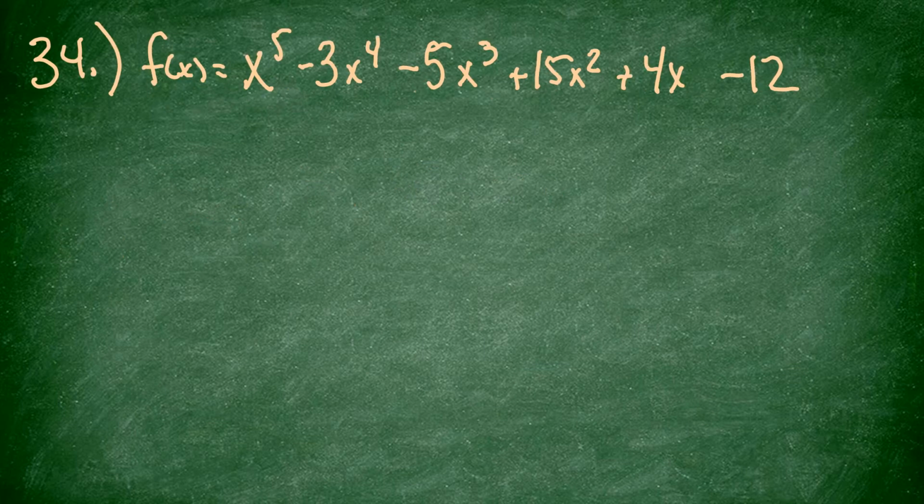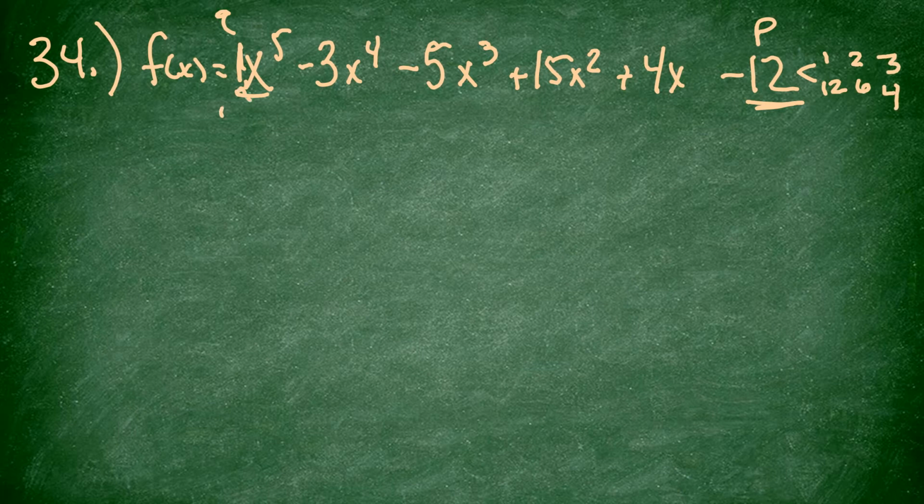Alright, 34, we have x to the 5th minus 3x to the 4th minus 5x cubed plus 15x squared plus 4x minus 12. Now remember, that exponent of 5 tells me there could be up to 5 answers here. But I'm still going to start everything the same way, where I find my p, and then I find my q. I say that what are the factors of 12? Well, 1 and 12, 2 and 6, and 3 and 4.